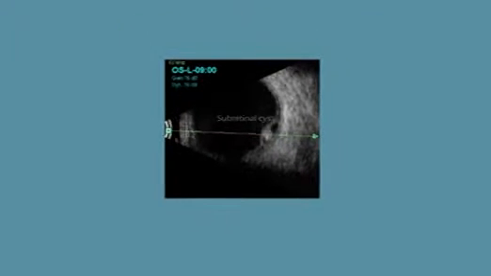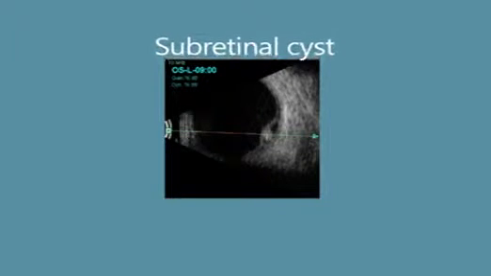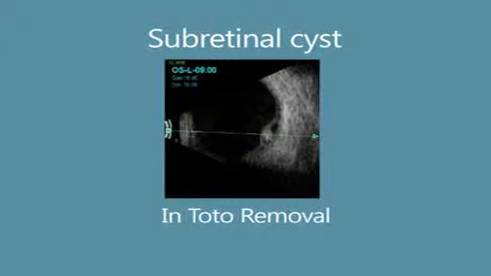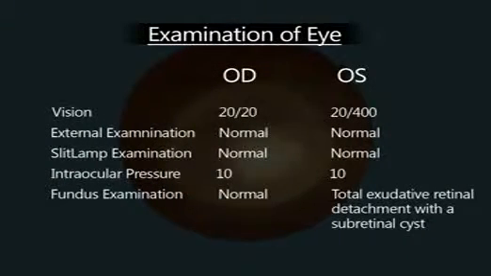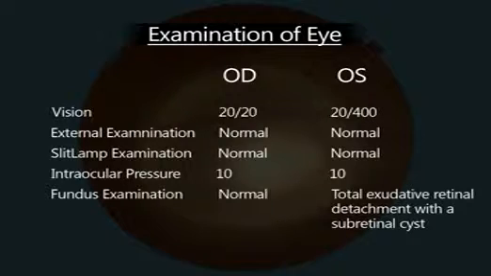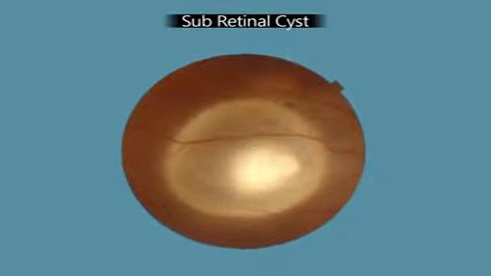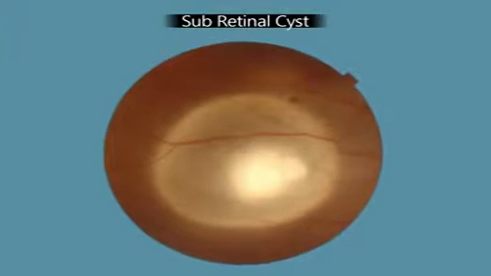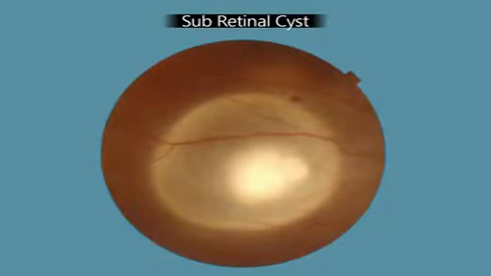In this video, we have presented the successful management of a subretinal cyst which underwent in toto removal via pars plana vitrectomy. A 41-year-old male presented to us with recent onset of vision loss in his left eye with a best corrected visual acuity of 20/400. On examination, he had a total exudative retinal detachment with a subretinal cyst.